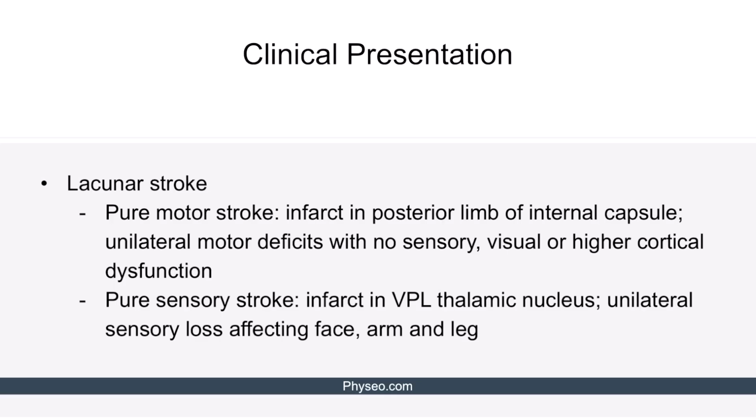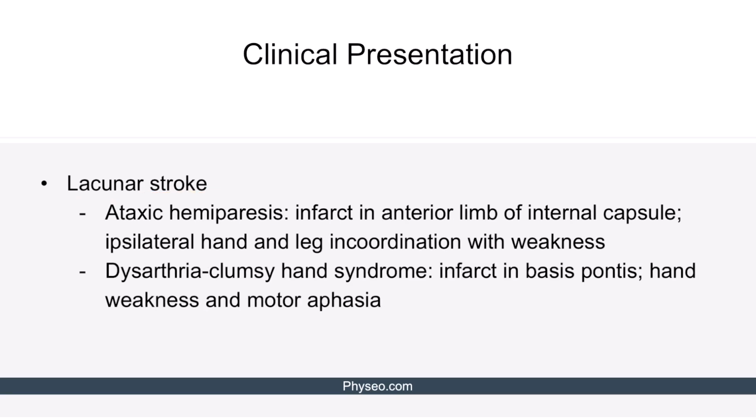Let's move on to the lacunar stroke. Lacunar strokes are classified into 4 types. The pure motor stroke is caused by an infarct in posterior limb of the internal capsule. It presents with unilateral motor deficits with no sensory, visual, or higher cortical dysfunction. Pure sensory stroke, on the other hand, is due to infarct in the ventro-posterolateral thalamic nucleus. It is accompanied by unilateral sensory loss affecting the face, arm, and leg.